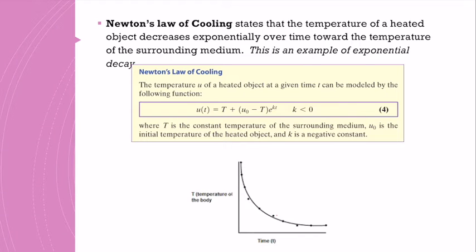Our next example of uninhibited exponential decay is Newton's law of cooling. Newton's law of cooling states that the temperature of a heated object decreases exponentially over time towards the temperature of the surrounding medium. And this is an example of exponential decay. Now this statement makes sense, right?